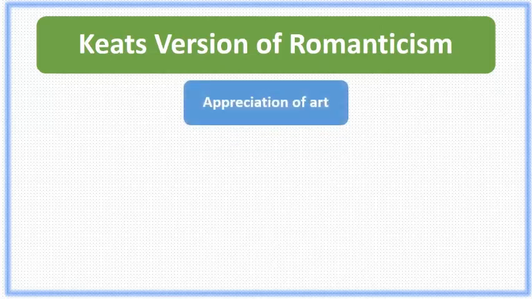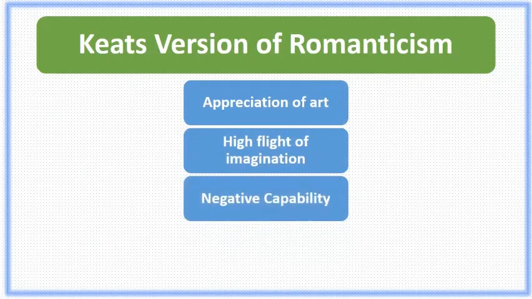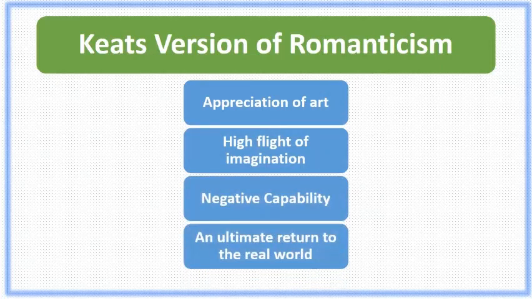His poetry is characterized by the appreciation of nature, high flight of imagination, negative capability, and an ultimate return to the real world. I will elaborate these characteristics of Keats' romanticism in the explanation of the poem Ode on a Grecian Urn.